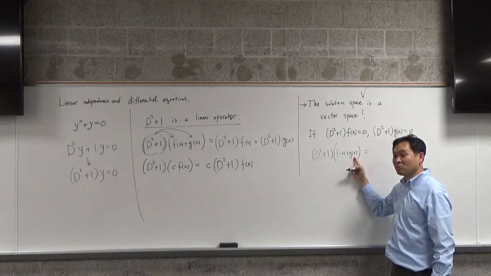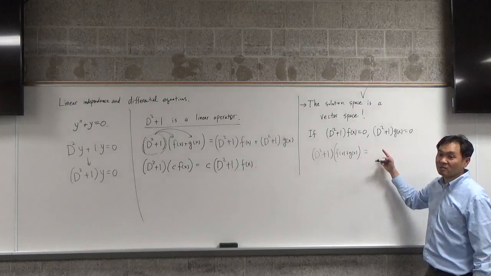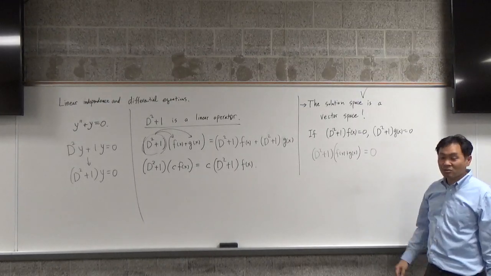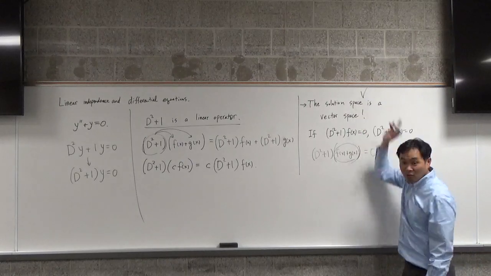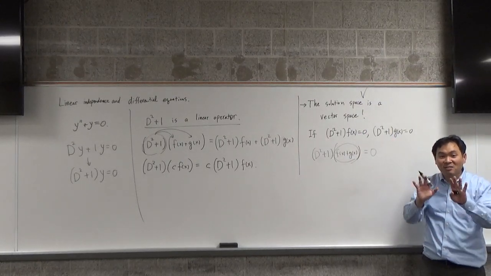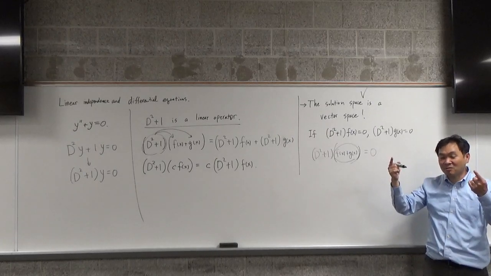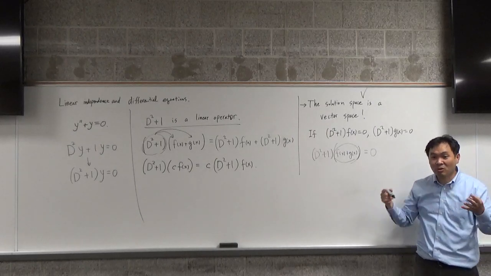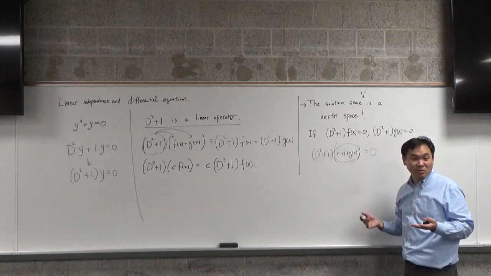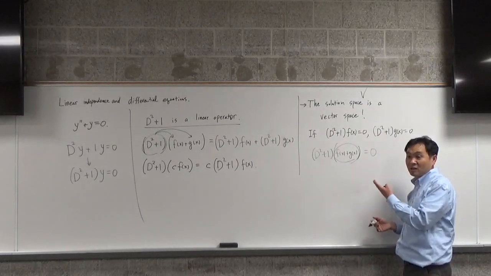This hitting this will give you 0. So what do you get? You get 0 again, right? So that means this again belongs to the vector space. That means taking two solutions and adding them is again in the space, so vector addition is defined. It's a simple addition of functions that can be taken as vector addition.